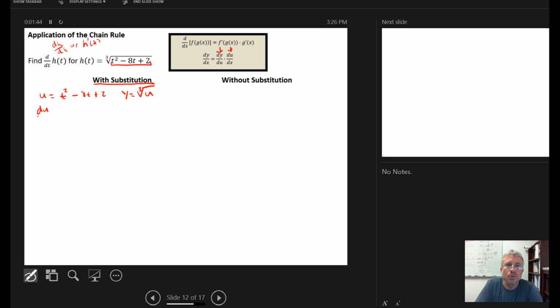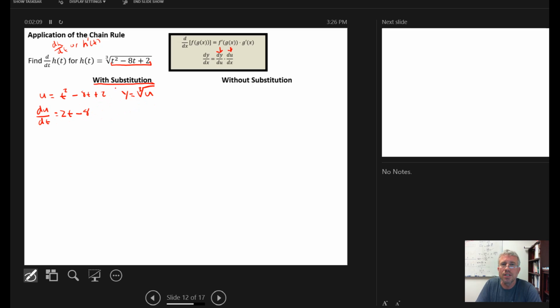So du dt is going to be equal to t squared. Apply the general power rule. I get 2t minus a constant multiple times the derivative of t. The derivative of t is 1. So we just get minus 8 times 1 is minus 8. Plus the derivative of a constant is 0, so I don't need to add on the plus 0.